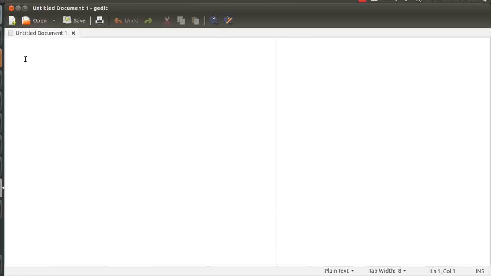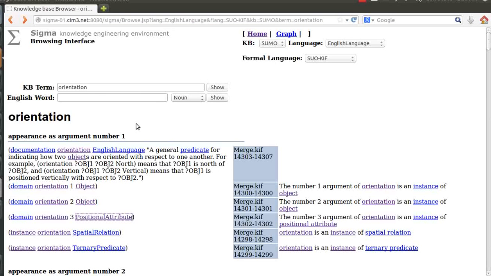Okay, so we've got our editor open, or whoops, need to open a new document. There we go. So, orientation, and we should check on the order of the arguments. Which goes first? We have an example here, very convenient. The documentation is telling us that object 1, in our case, is the thing that's going to be north of object 2.